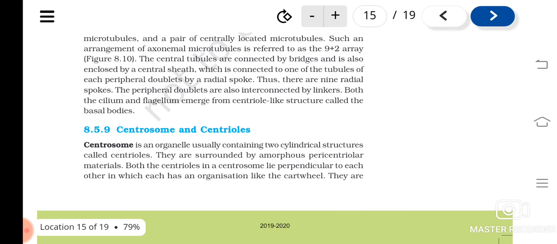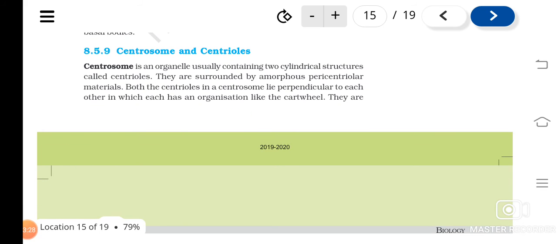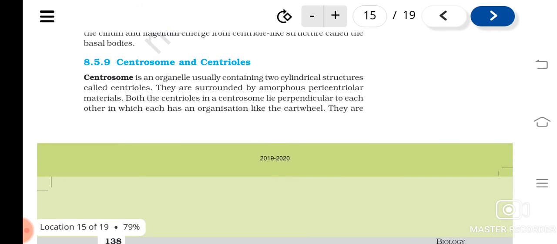Understood? And the cilia or flagella originate from the basal bodies. So about flagella and the cilia, you understood how they are structured, and I told you the microtubules help in the movement. Understood now how by the movement of flagella and cilia they can move. Okay, then next what we have to study is centrosome and centrioles.